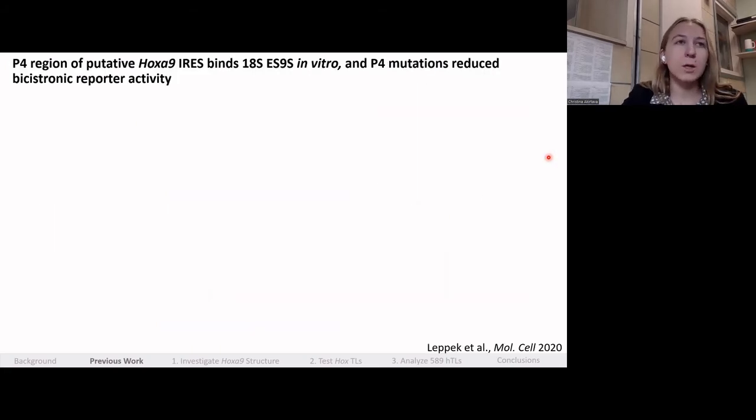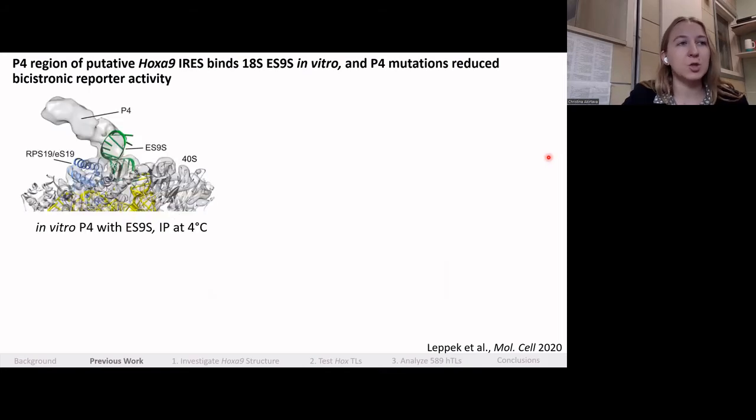Building upon earlier work, Leppek et al. further analyzed the structure of the proposed HOXA9 IRES element. To do this, they mixed HOXA9 RNA with the small ribosomal subunit in vitro at 4 degrees. So from this cryo-EM structure, they found that the P4 loop of the HOXA9 IRES seems to be interacting with the expansion segment 9S from the ribosome. So from this, they thought that the P4 loop may be very important in having significant F-Luc activity from those bicistronic reporter assays.